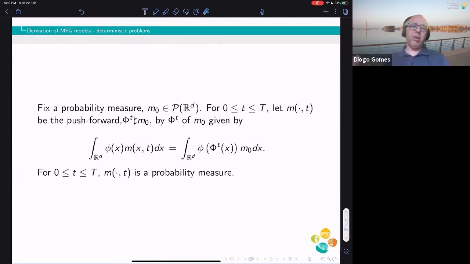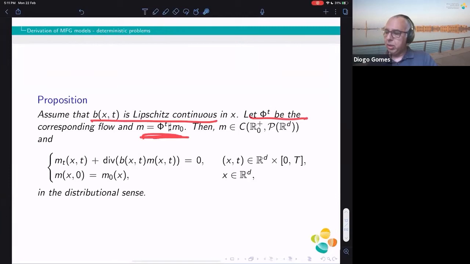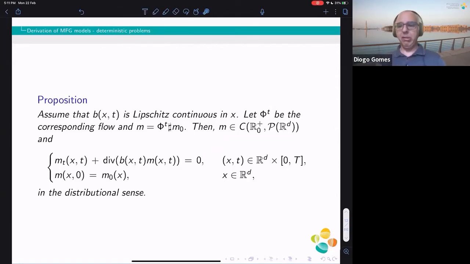And then you ask, well, but can we give a characterization? Because in principle, if you have a smooth enough flow, you can use the change of variables formula and get the formula for m of x, t. But in fact, what we are interested in is characterizing what happens in terms of differential equations. And what happens is that if you have a Lipschitz vector field, then you consider the push forward by the flow, and then the corresponding density, in fact, is a weak solution of the transport equation. And of course, if you have more regularity, then you can push it further.